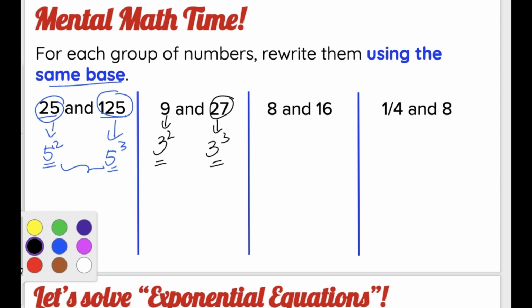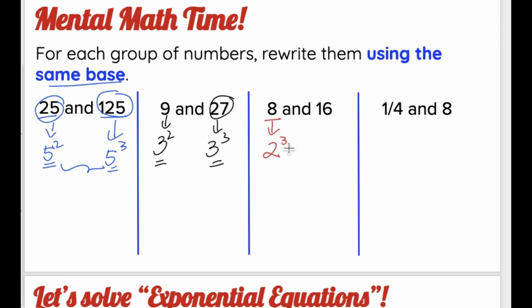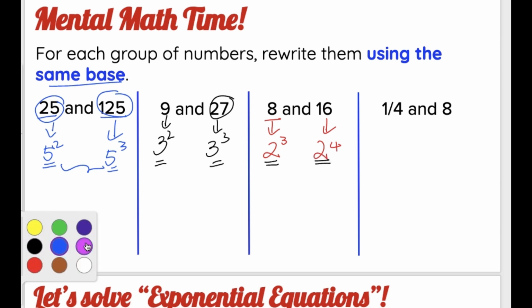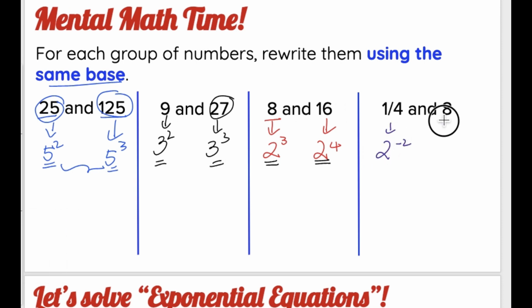Next, 8 and 16. As we mentioned before, you can always think about fraction exponents, but it's a little bit complicated compared to thinking straight with whole number exponents. We know 8 is 2 to the third power because 2 times 2 times 2 is 8, and 16 is 2 to the fourth. Again, by changing this way, we have the same base, 2. For the next one, it's a little bit tricky because we are looking at a fraction, but as we said, it just represents a negative exponent, 2 to the negative 2. And this one, as we said before, is 2 to the third power. Even though we're dealing with a negative exponent, as you can see, we have the same base.